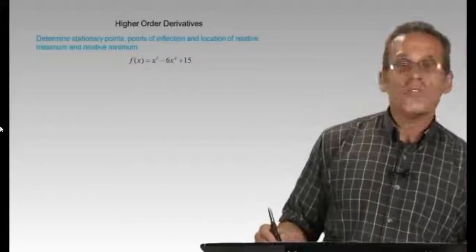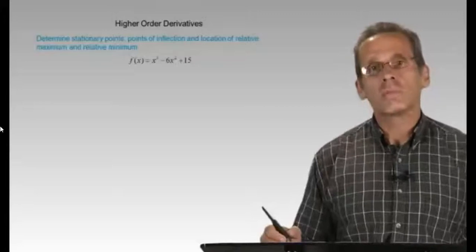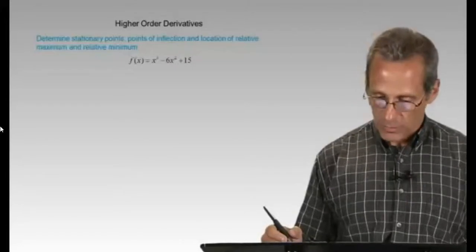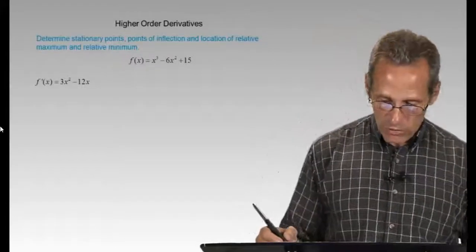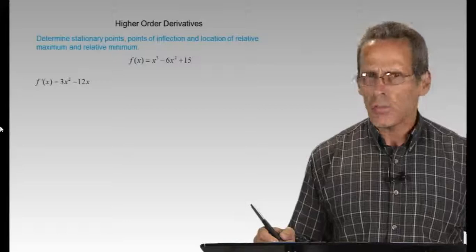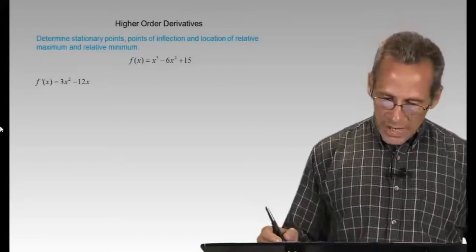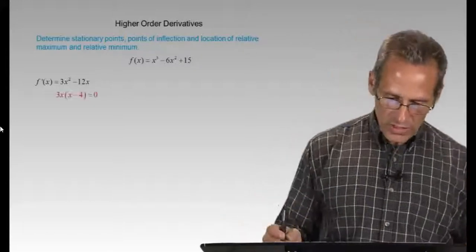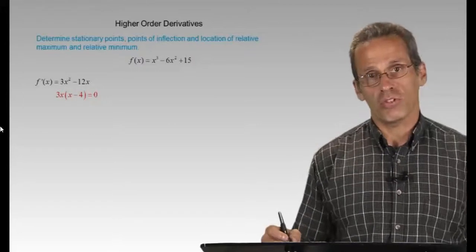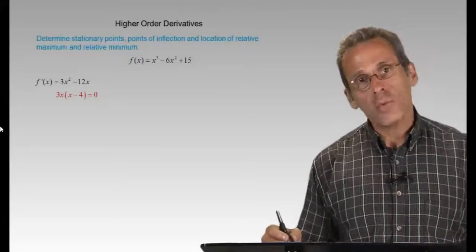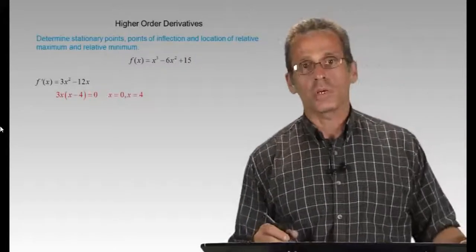Let's determine stationary points, points of inflection, and locations of the relative maxima and minima using a second derivative test. First step, take the first derivative. The derivative of x cubed is 3x squared, the derivative of minus 6x squared is minus 12x, and the derivative of the constant 15 is 0. Now I'm looking for stationary points, so I'll set the first derivative equal to 0. At the same time, I'll factor out 3x from both terms. That gives me 3x times x minus 4. Solving, I find x equals 0 or x equals 4.